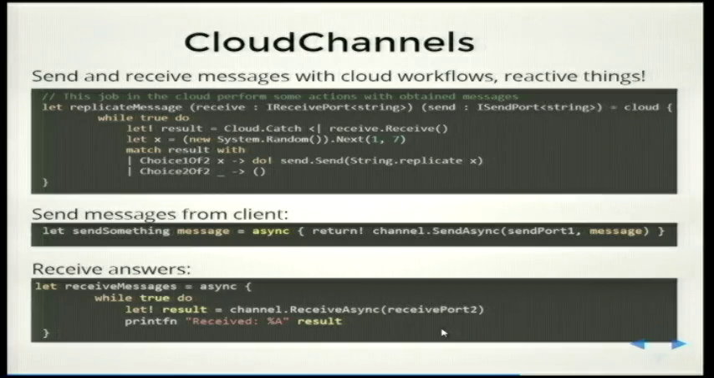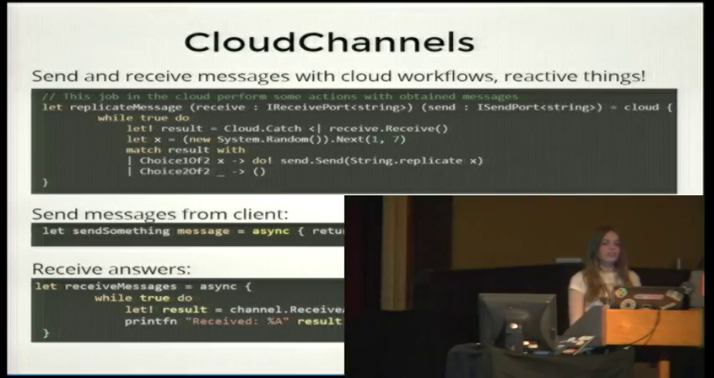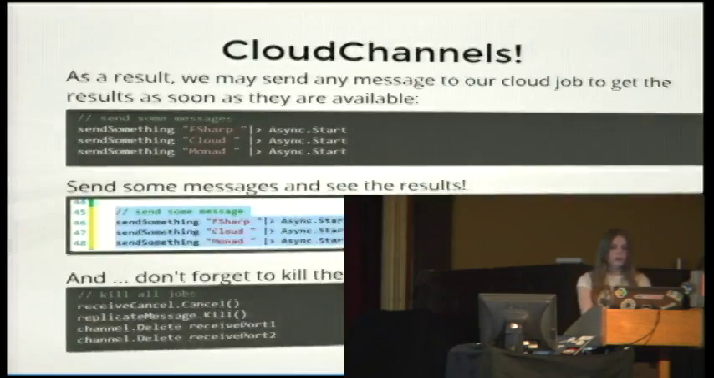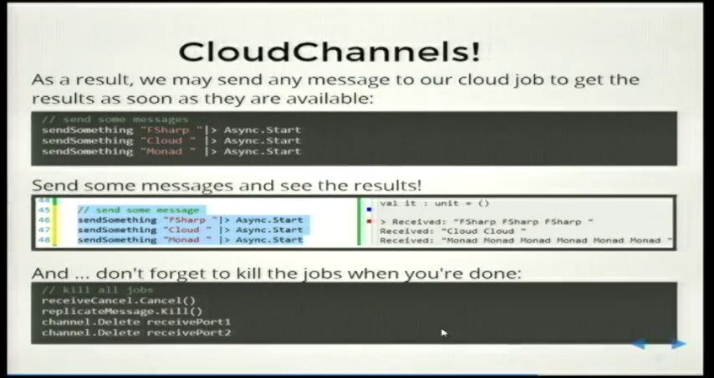It gets some message, if it is available, using receive, and replicates it a random number of times. For this, we need to have a job that sends messages using channel send async, and receives messages using channel receive async. So if we try to send something, we'll get the results like this.